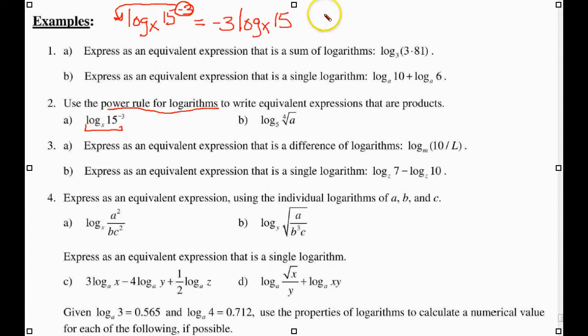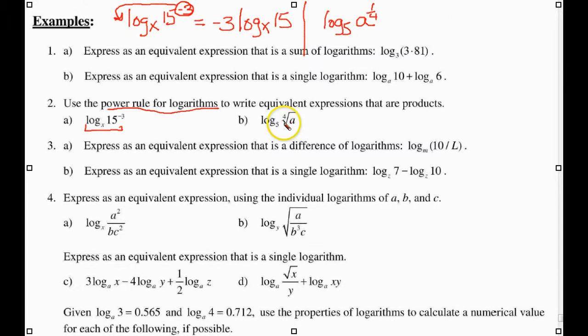Now for letter B, we have to modify that a little bit. I'll just put a little line to separate it. It's going to be log base 5. Now the fourth root of a needs to be converted to a fractional exponent. This is from chapter 7, section 2. I remember it well. This becomes 1/4.